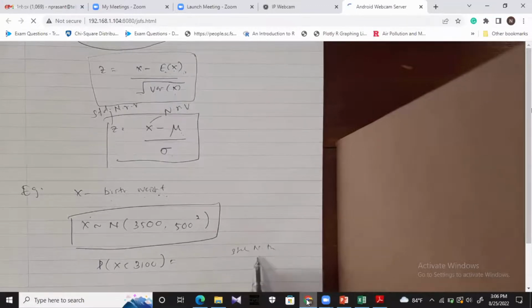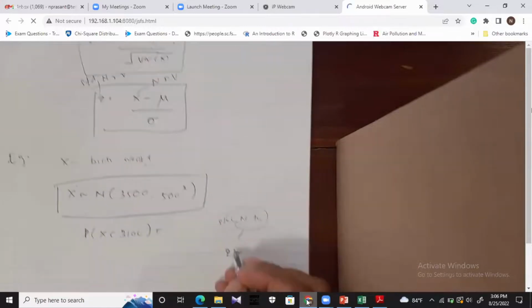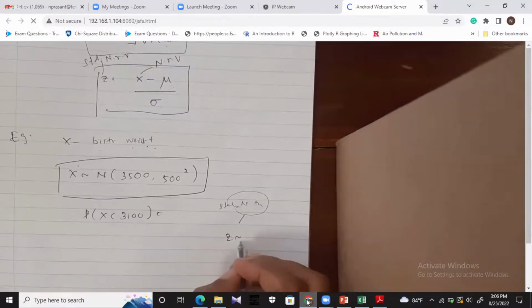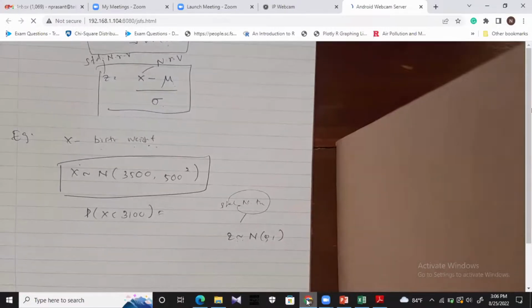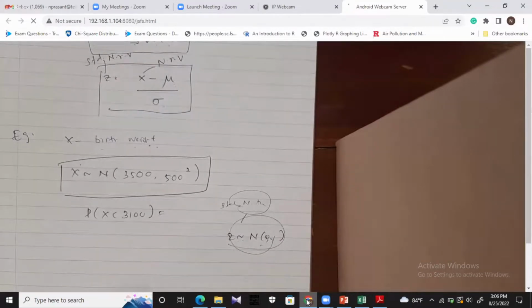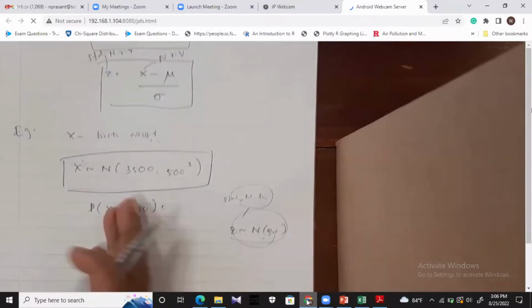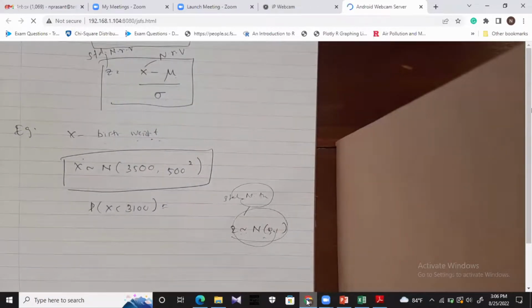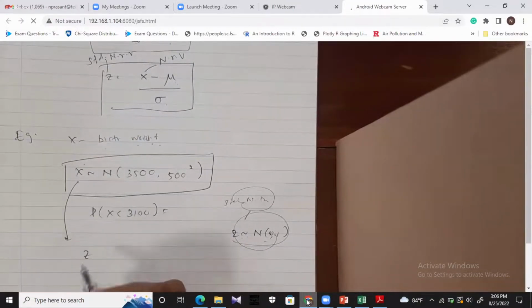Now, can you find this probability from the standard normal table? No. The standard normal table can be used if we have a random variable with mean 0 and variance 1. Those values are tabulated for this distribution only. So you cannot read probabilities from that table without standardizing. That's why we need standardization. Now we are going to convert this x into z.